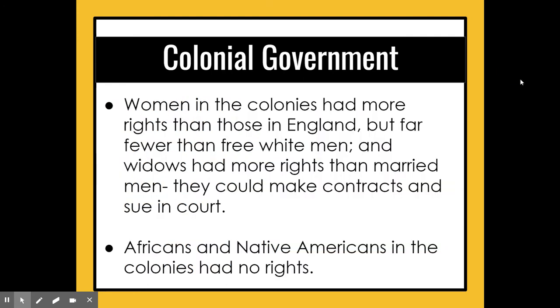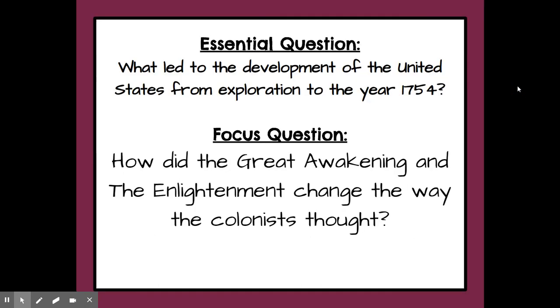Women in the colonies had more rights than those in England, but far fewer rights than white men. Widows had a little bit more rights because they did not have a man to stand in their way to help them make decisions and have contracts or legal representation. So therefore, widows were able to make contracts and sue in court. Africans and Native Americans in the colonies had no rights. So that was just a really quick discussion about trade and government.